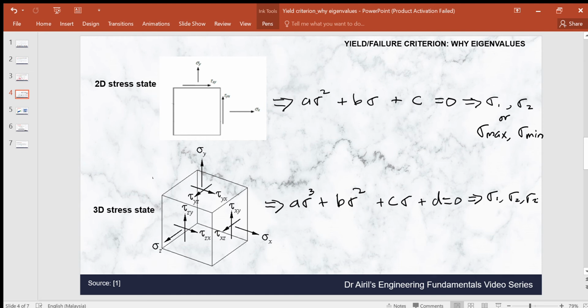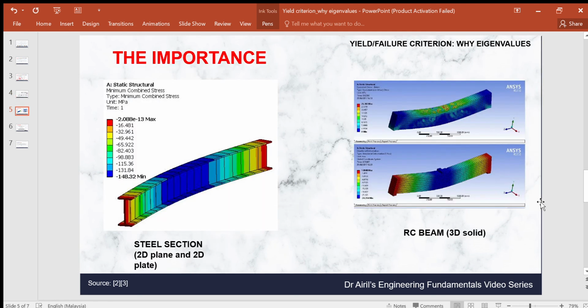So that's it, this is going to be a short video. I just want to put forward why we need to treat, hence learn how to get, the principal normal stresses as eigenvalues. Before we end this video, as usual, let's talk quickly about the importance of knowing all this, for you engineers and researchers.